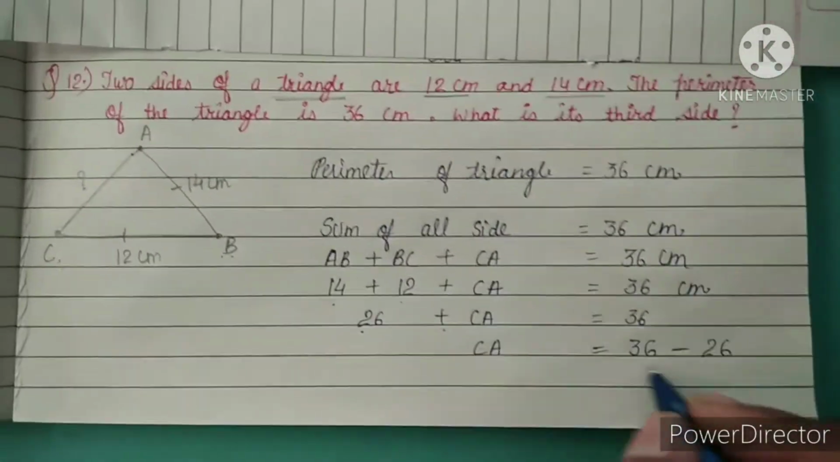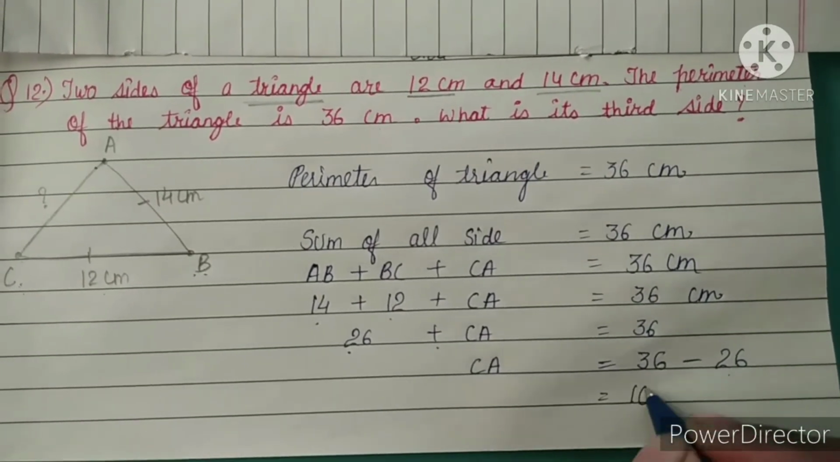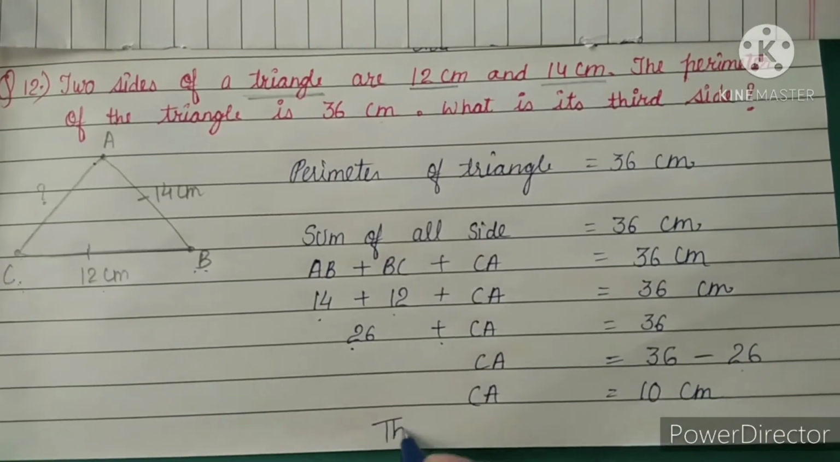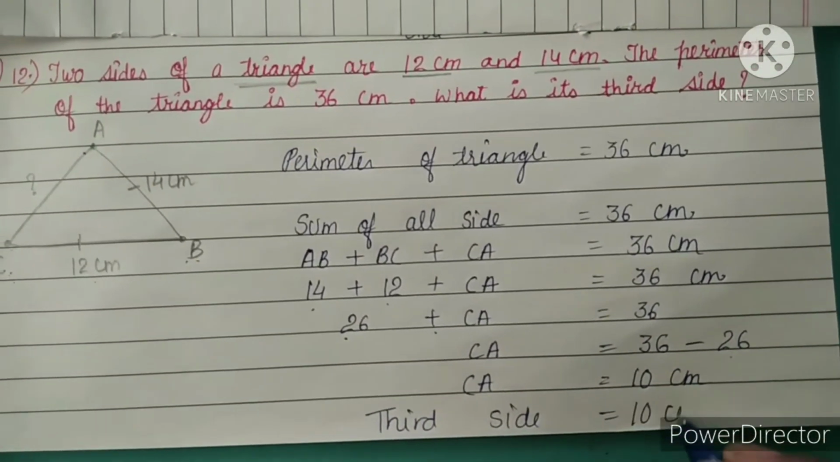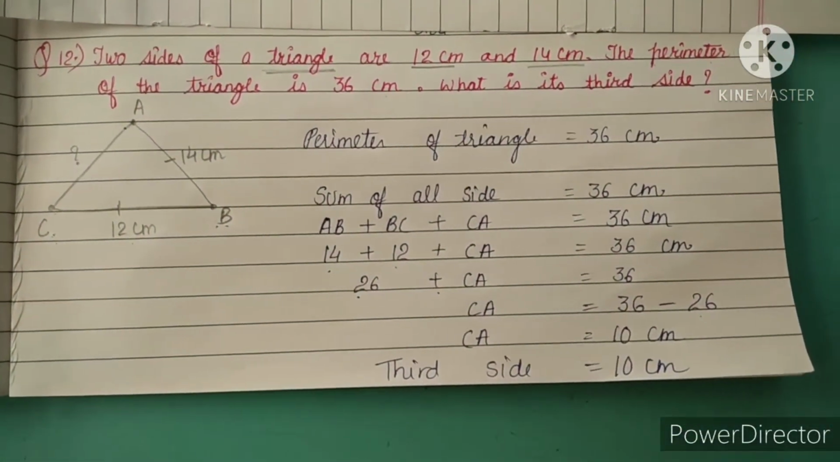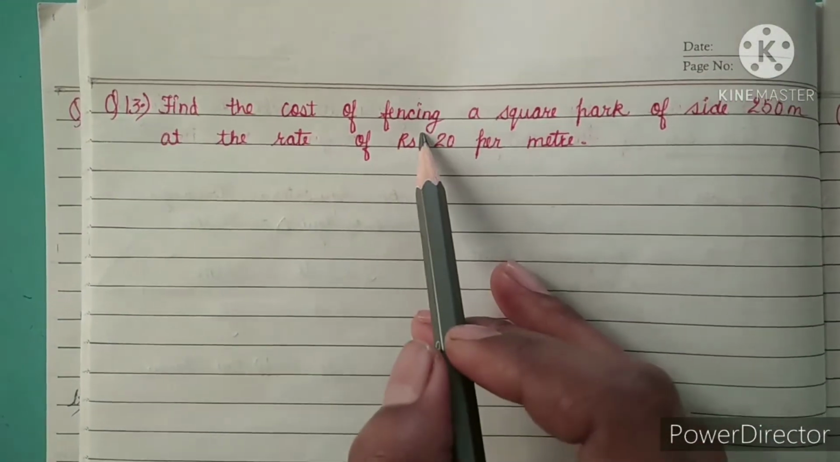So when we subtract 26 from 36, we will get 10 centimeter, which is the length of the third side. So this is the solution of question 12. Question number 13 is: find the cost of fencing.